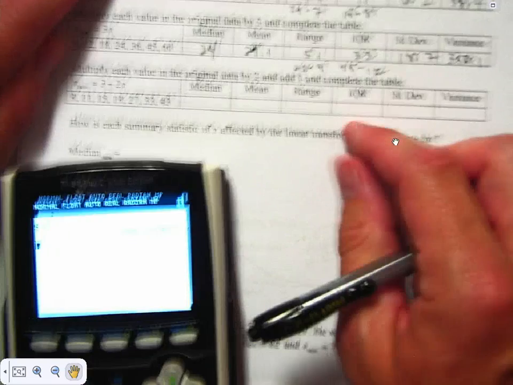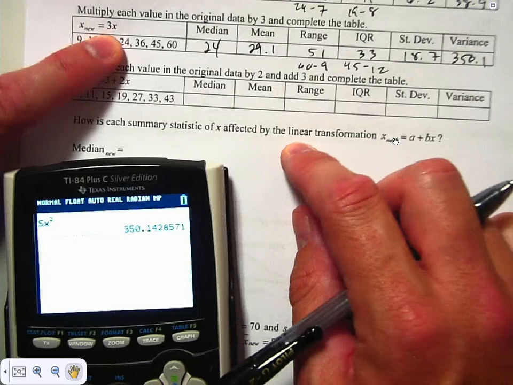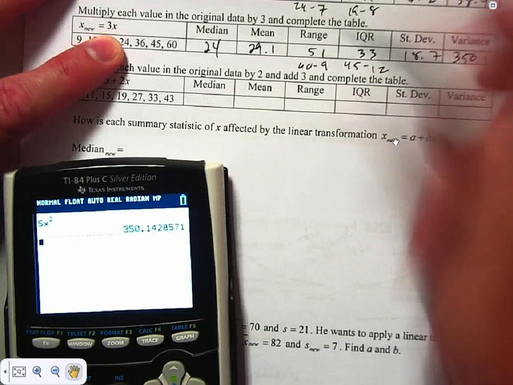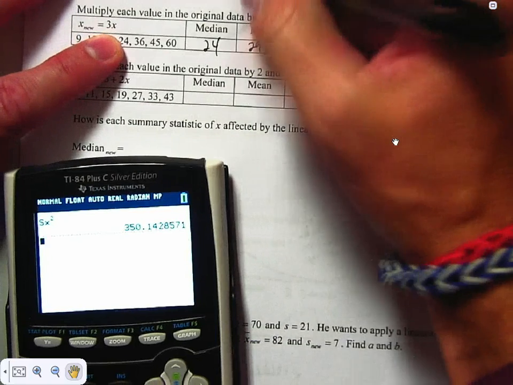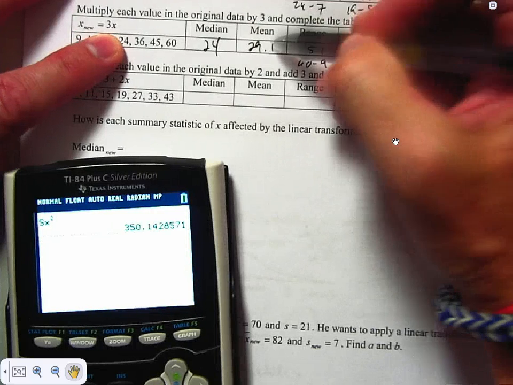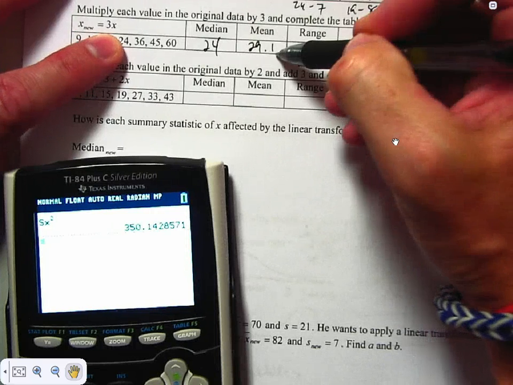Okay, so let's analyze now. If I take all of my data points and multiply them by 3, then what happened to the median? Well, it went up by a factor of 3. And your mean also went up by a factor of 3.